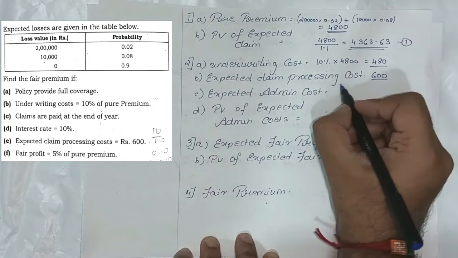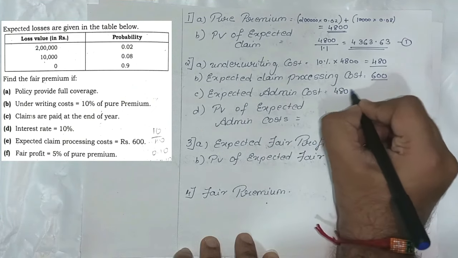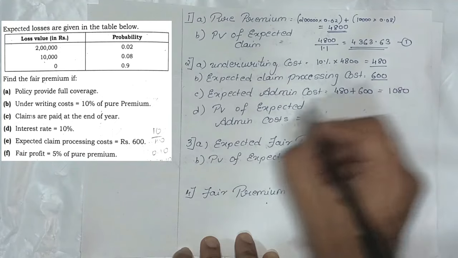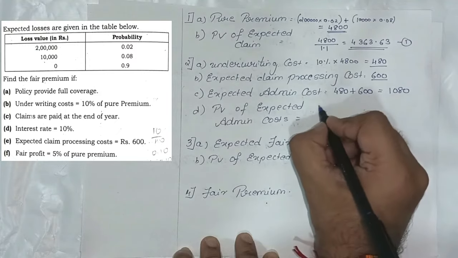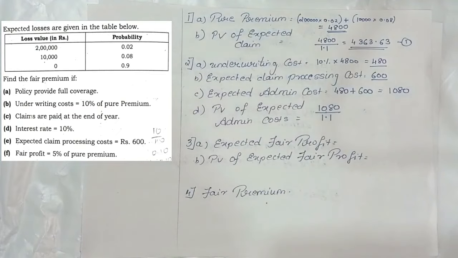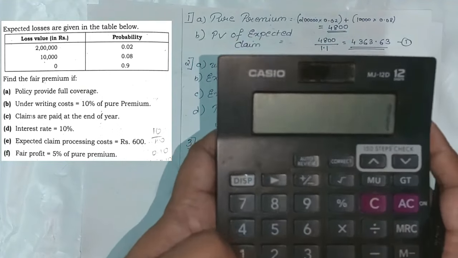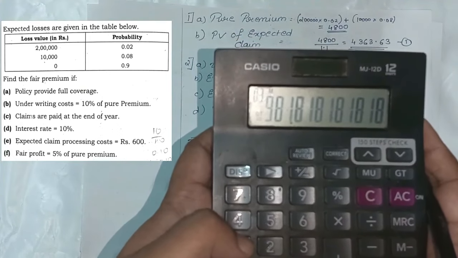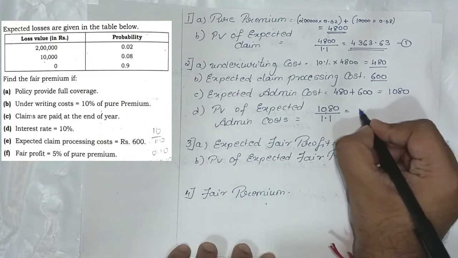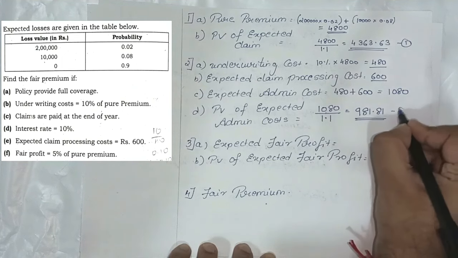Okay, now expected administrative cost is nothing but the underwriting cost plus the expected claim processing cost. So that will be 480 plus 600, which comes to 1,080. And PV of expected cost is whatever expected admin you have got, 1080 divided by 1 plus interest. So 1080 divided by 1.1 comes to 981.81. I'm noting it down here, 981.81. This is our second value that we required.